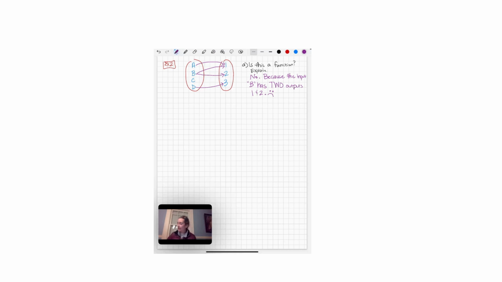Okay, in the end, as I'm analyzing my inputs, I noticed that B, the input of B, has a mapping onto 1, but also a mapping onto 2. That totally messes it up. And as soon as you have one input that maps onto 2 things, then you've messed up your function. You can't be a function.